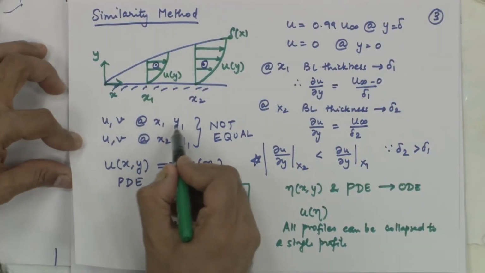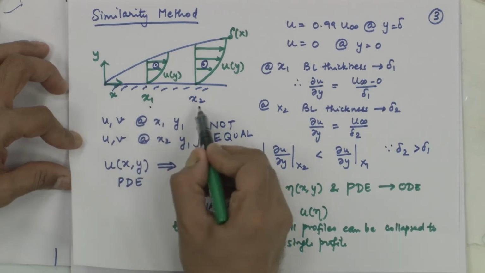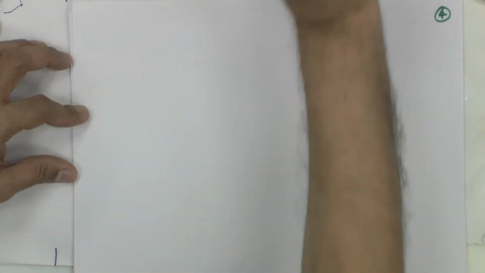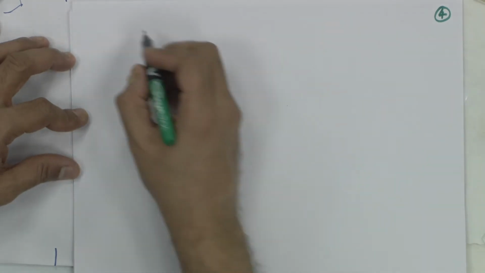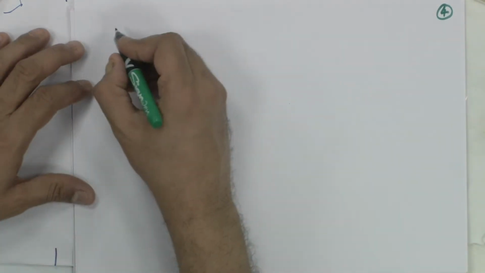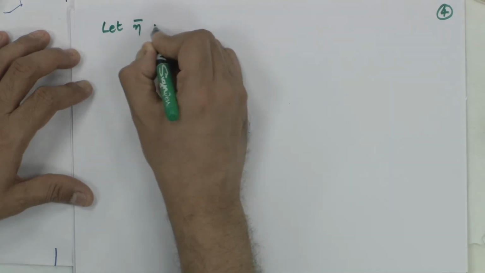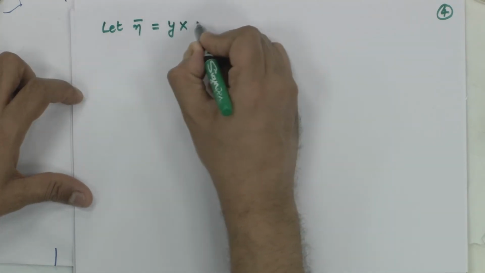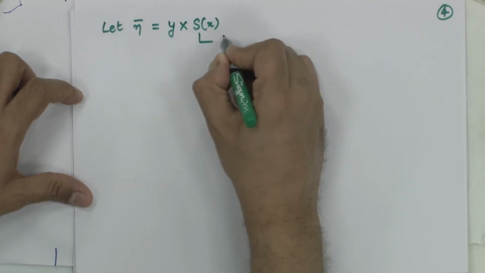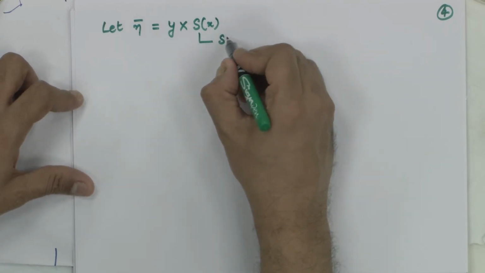It is one special case of the family of equations that we are going to derive today and in the subsequent modules. So, let us get started. So, actual magnitude of u at some y, we saw this, the magnitude of u and v at some y1 at location x1 and location x2 are different, but they are related by a stretching factor s of x. So, let eta bar be equal to y into some s of x, where s of x is called the stretching factor.